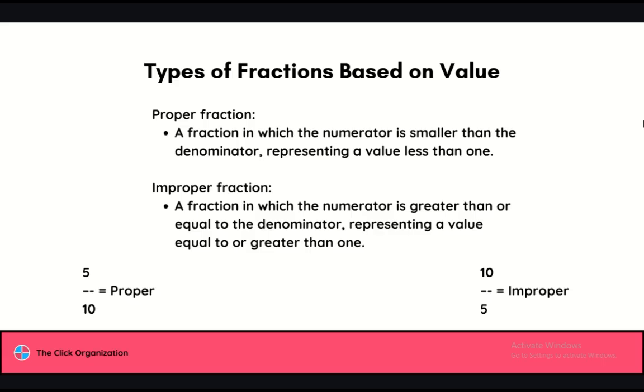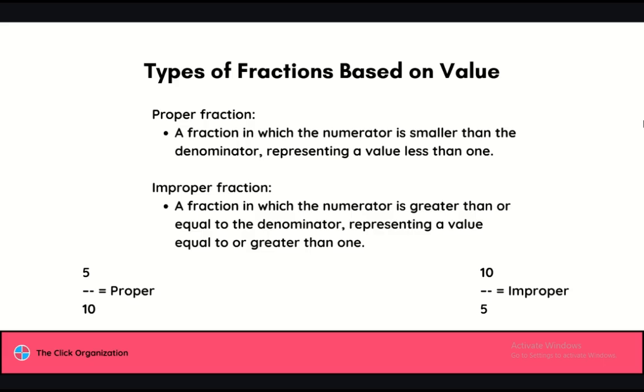We will find out. And before finding that out, we have 2 examples in here. 5/10 is a proper fraction and 10/5 is an improper fraction because 10 is bigger than 5. It is greater than 5, so it represents a value greater than 1, right? And yeah, these are the types of fractions based on value.